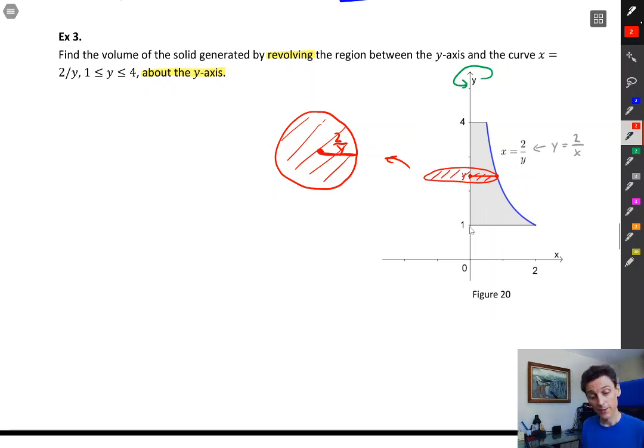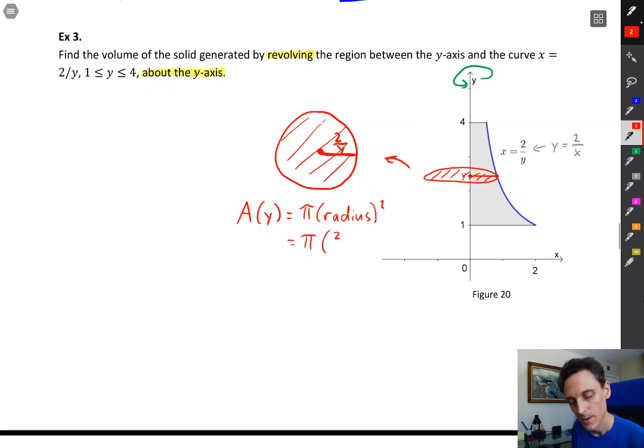Okay, so we have the radius of each of our cross-sectional circles, and so now we can get the area of each of those circles or disks. This is going to be a function of y. We're going to get a different area for each value of y as y goes from 1 all the way up to y equals 4. So remember, the area of these circles are going to be pi times the radius squared, which is pi times 2 over y squared. Or you can write 4 pi over y squared.